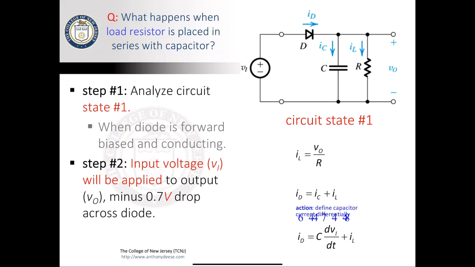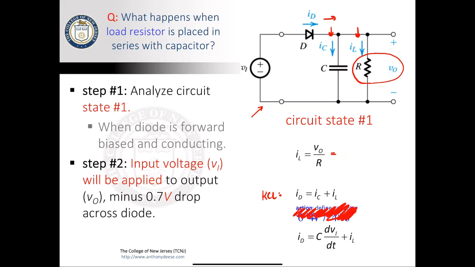So the first step, analyze the circuit for state number 1, which is shown here when the diode is forward biased. And what we'll see is that IL is equal to VO over R, right? That's just applying Ohm's law right here. And we know that KCL tells us, I'll put KCL right here, KCL tells us that ID will be equal to IC plus IL, as shown.